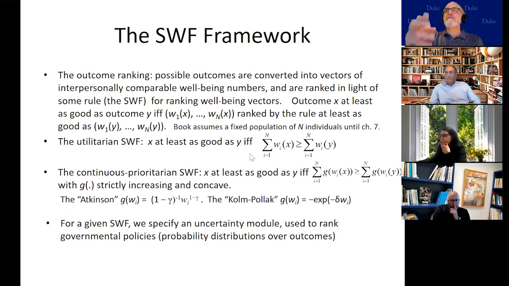And then once we've converted outcomes into these well-being vectors and have some rule for ranking well-being vectors, we can think of policies, governmental policies, infrastructure policies, regulations, what have you, as in effect lotteries, probability distributions across the outcomes, which in turn are converted into well-being vectors. So that, in a minute, is the whole framework. Obviously, there's a lot there.